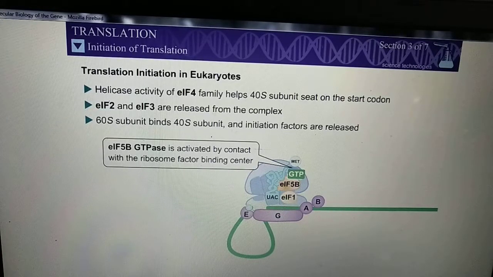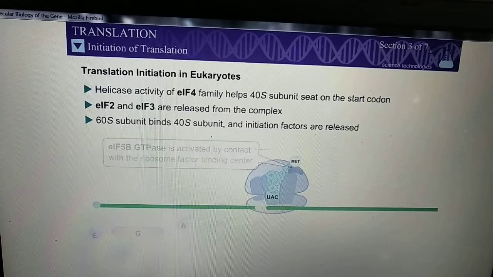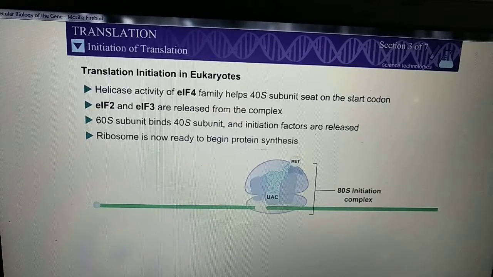As with prokaryotic IF2, the GTPase activity of eIF5B is activated by contact with the factor binding center on the large ribosomal subunit. The 80S initiation complex is now ready to begin protein synthesis.